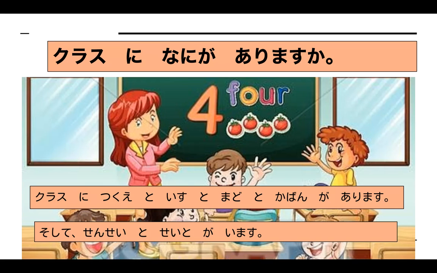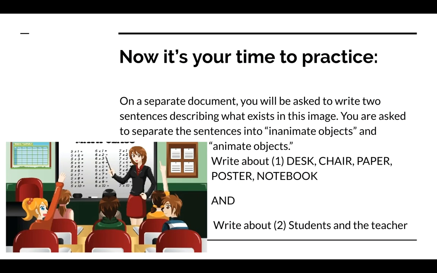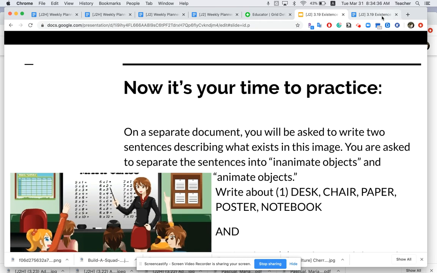So two separate sentences. All right, so now it's your time to practice. On a separate document, you will be asked to write two sentences describing what exists in this image. You're asked to separate the sentences into inanimate objects and animate objects. So one sentence, you're going to say that in the classroom, there's a desk, chair, paper, poster, and a notebook. In another sentence, you would say in the classroom, there's a teacher and students. Make sense? So the document looks something like this.